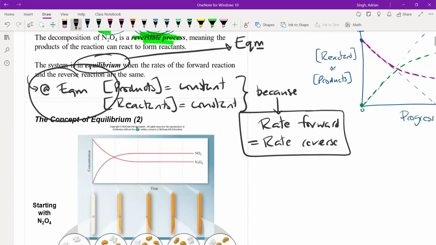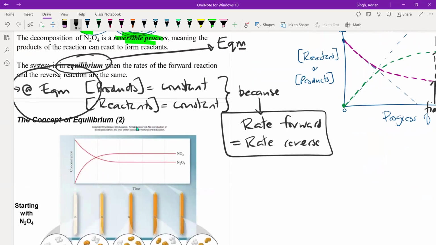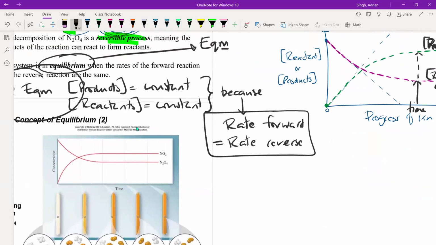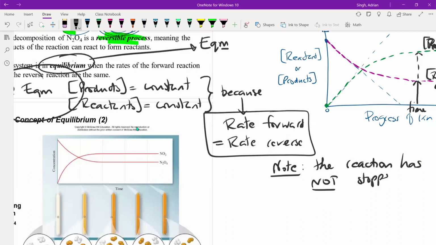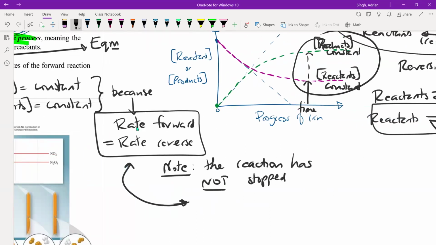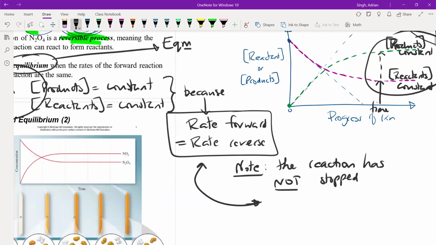So it's a very common misconception, it's not that the reaction has stopped, okay? So we'll just put this as a note down here. The reaction has not stopped. Instead, right, what we find is the rate at which the reactants are converted to products is the same rate at which the products are converted back to reactants. And as a result, we see that the concentrations of each of those do not change.